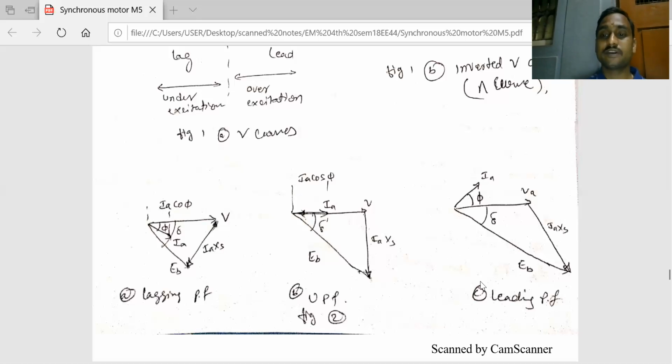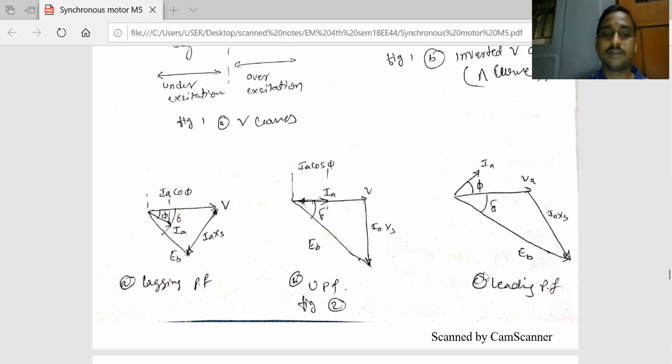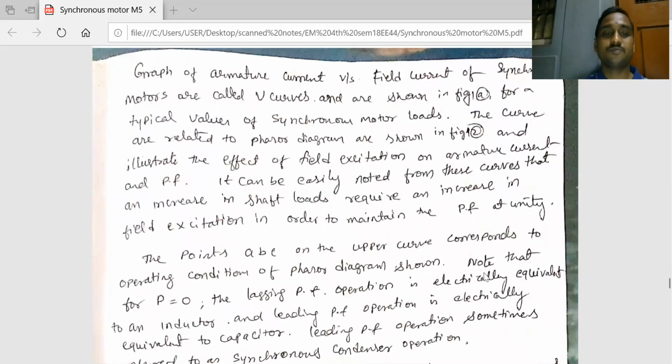And for leading power factor, IA leads the supply voltage V by an angle phi. This is the third case. In this case phi is 0, in this case phi is negative, in this case phi is positive. So this will give the power factor that is leading in nature. You draw this IA axis in the opposite direction, and you join these two. This will give the back EMF line, that is the EB line. So this is about the V curves and inverted V curve.